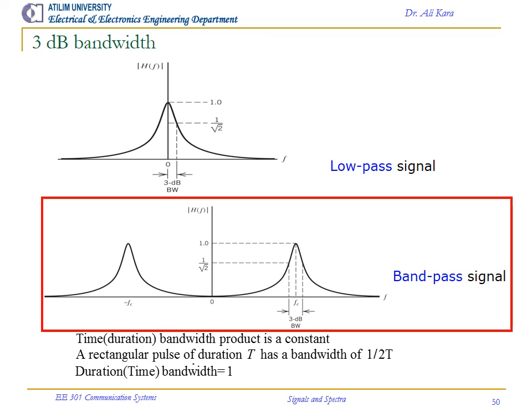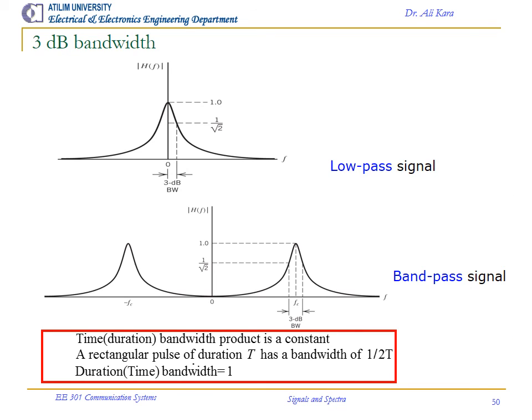In a similar manner, if the signal is bandpass, centered at ±fc, then the 3 decibels bandwidth is defined as the separation between 2 frequencies at which the amplitude spectrum of the signal drops to 1 over √2 of its peak value at the center frequency. The 3 decibels bandwidth has the advantage, similar to null bandwidth, that it can be read directly from a plot of the amplitude spectrum. Time bandwidth product.